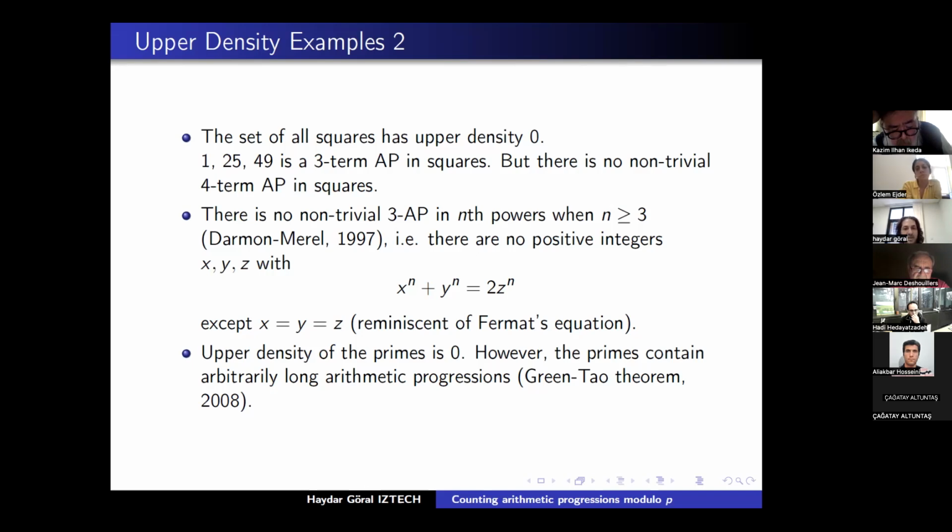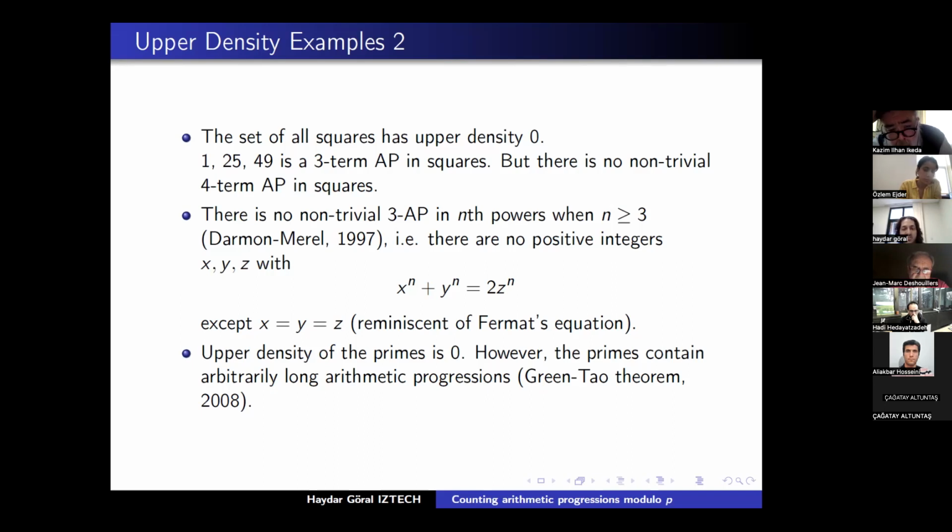Another nice example is the primes. The density of primes is 0 because one can immediately apply the prime number theorem: up to x, asymptotically, there are x over log x many primes. But there's a famous result of Green and Tao, and it states that primes contain arbitrarily long arithmetic progressions.